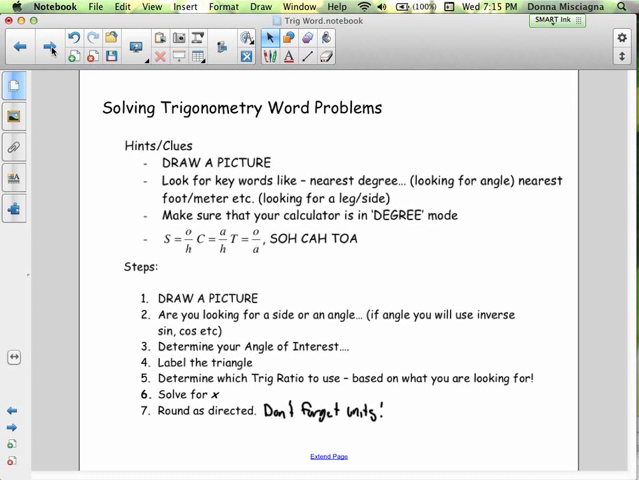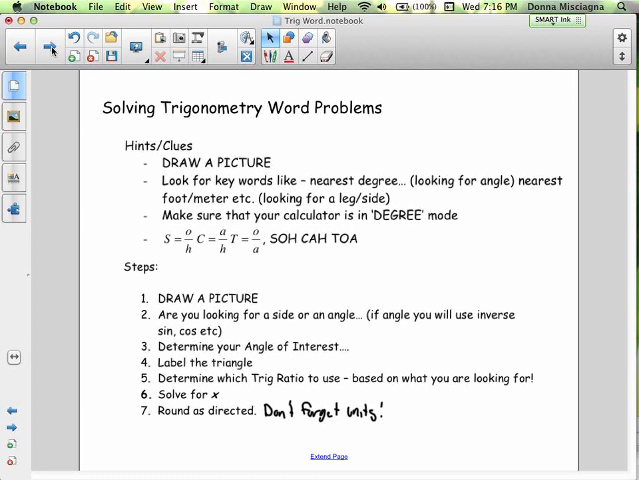SOHCAHTOA. Sine is opposite over hypotenuse. Cosine is adjacent over hypotenuse. Tangent is opposite over adjacent. And our steps. If you didn't get it from the hints and clues, draw a picture is our first step. Number 2, decide, are you looking for a side or an angle? If it's an angle, we're using the inverse. We're using arcsine, arccosine, or arctangent. Determine your angle of interest. It is either, number 1, the angle you're looking for, or number 2, the angle you're given.